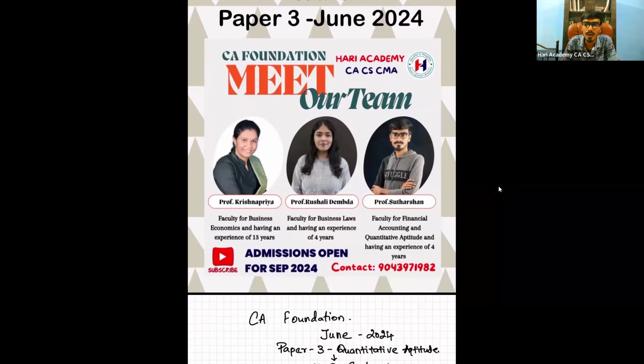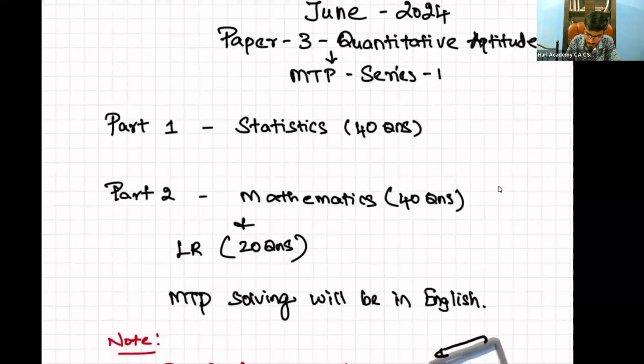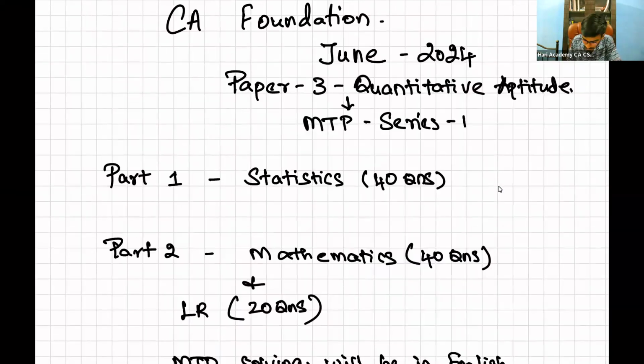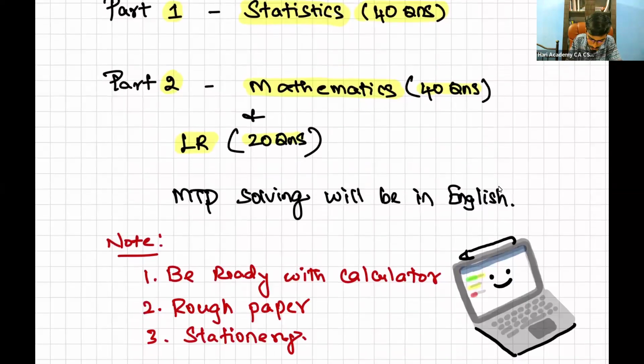So in this MTP series we will be planning in such a way. Your MTP series number 1, I'm going to upload in 2 parts. Part 1 is purely based on statistics, 40 questions. Part 2, I will combine mathematics 40 questions along with logical reasoning 20 questions, and I will upload it as the second part of the video. This MTP is going to be completely in English.